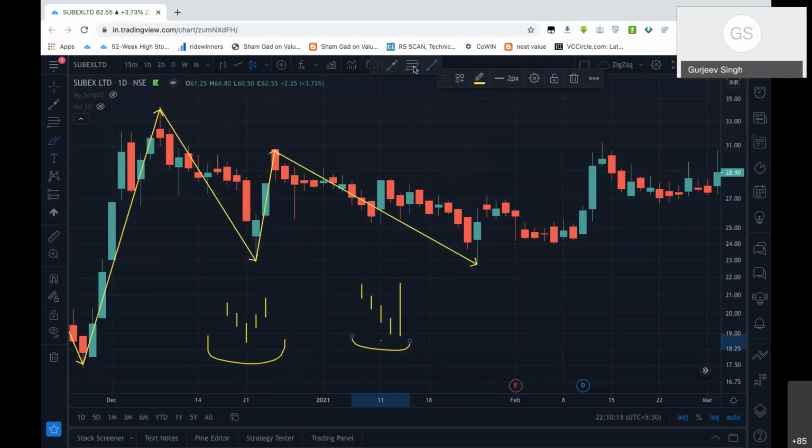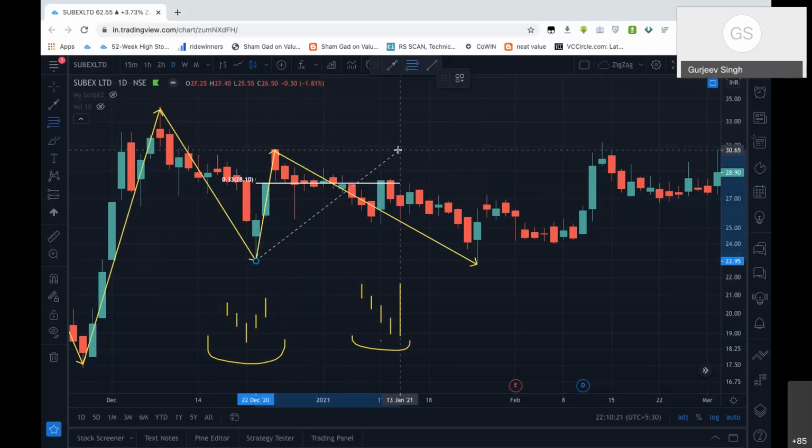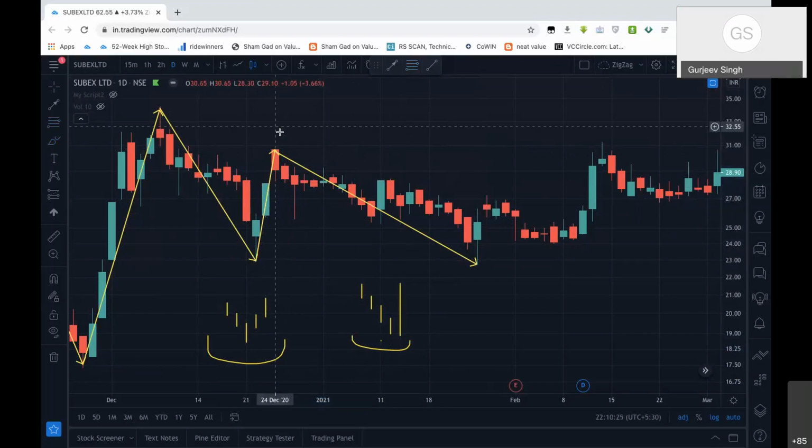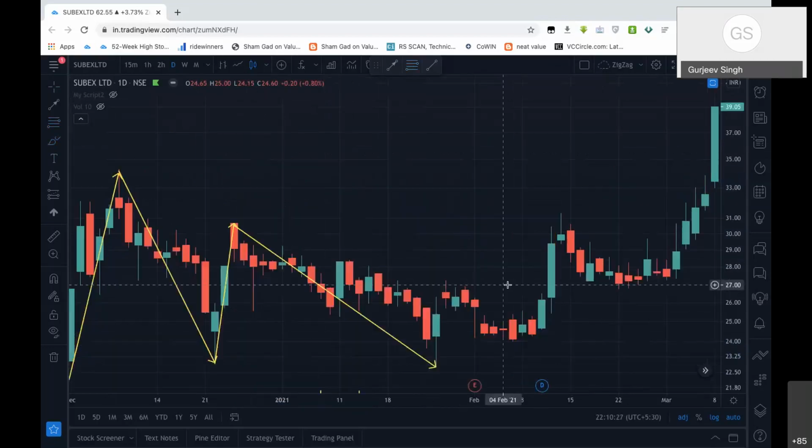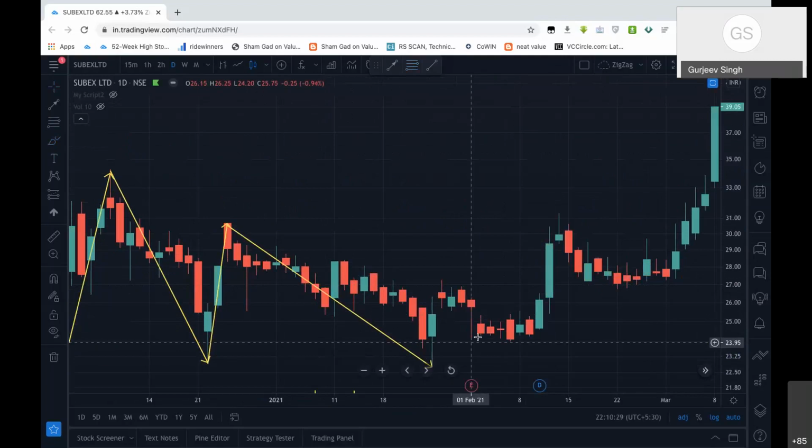Now see this. If I have to check this point, is this point more than 33% of replacement? Yes, absolutely more than 33%. After this my trend went here. Now here I have to look at the high. Is this high valid?